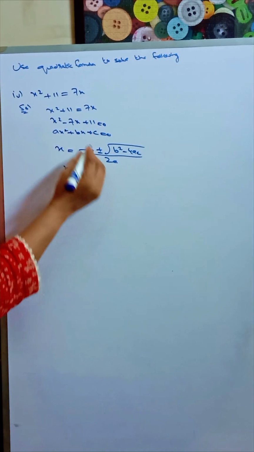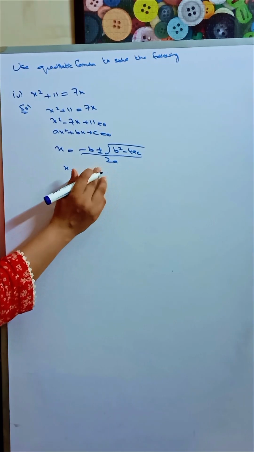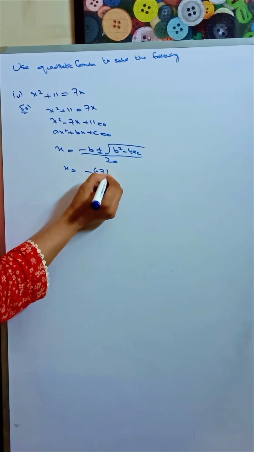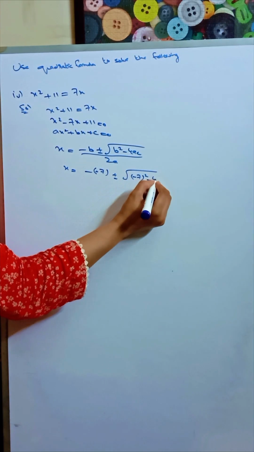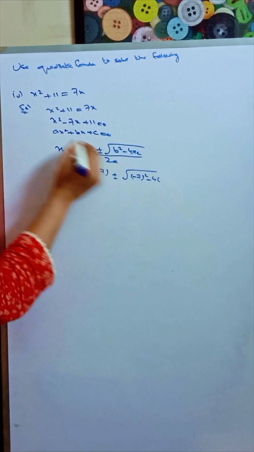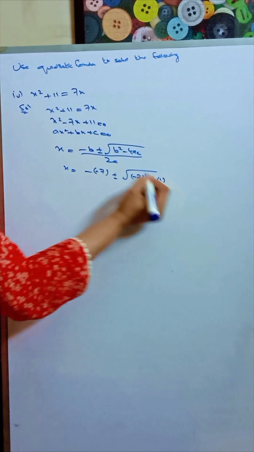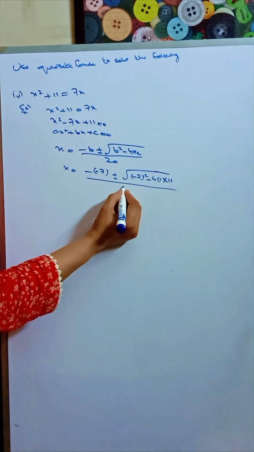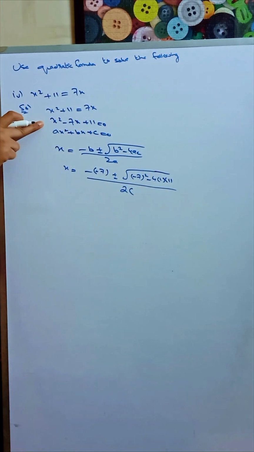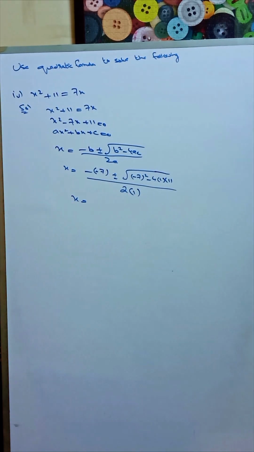x equals, what is b here? Minus 7. I have told you, don't ignore the negative sign. Minus 7 means minus 7. Plus or minus, what is b²? Minus 7 whole squared minus 4 times a. What is a here? a is the coefficient of x², which is 1. What is c here? 11. I hope it's clear. And 2a, what is a here? The coefficient of x² is 1. Very simple, very easy. Now solve it.